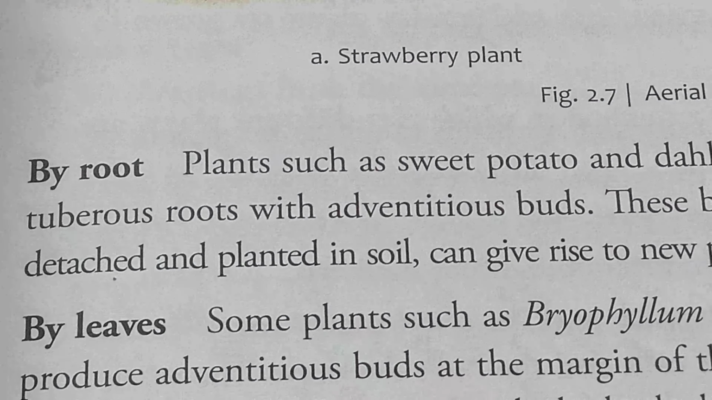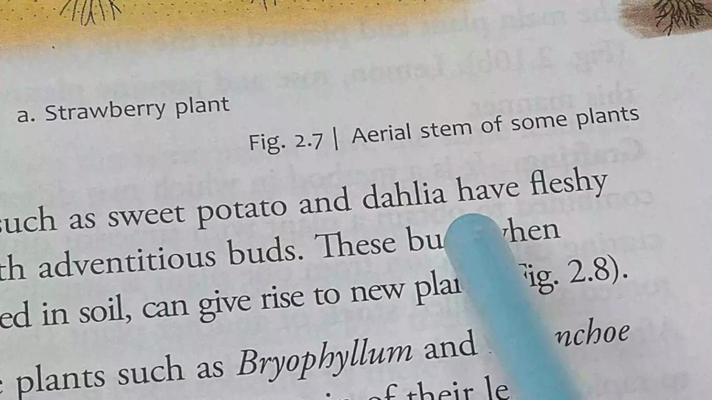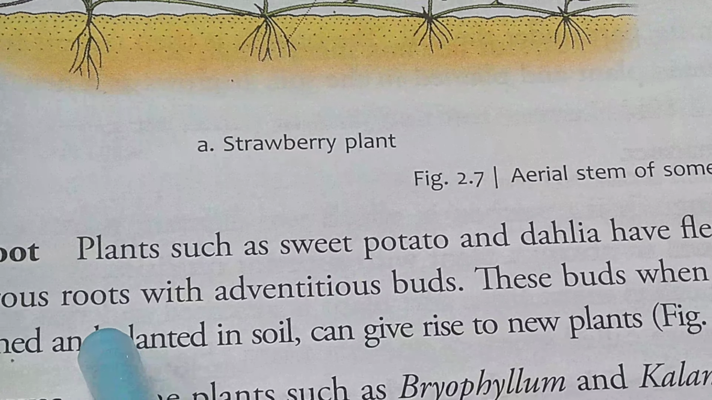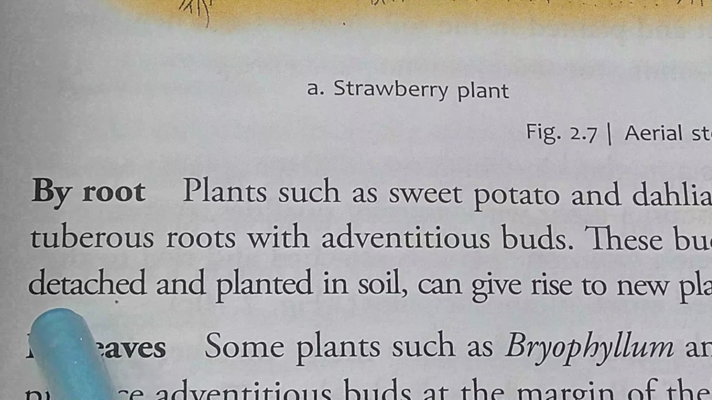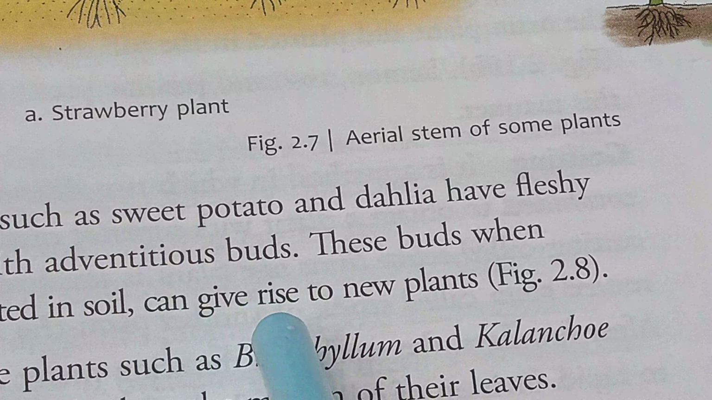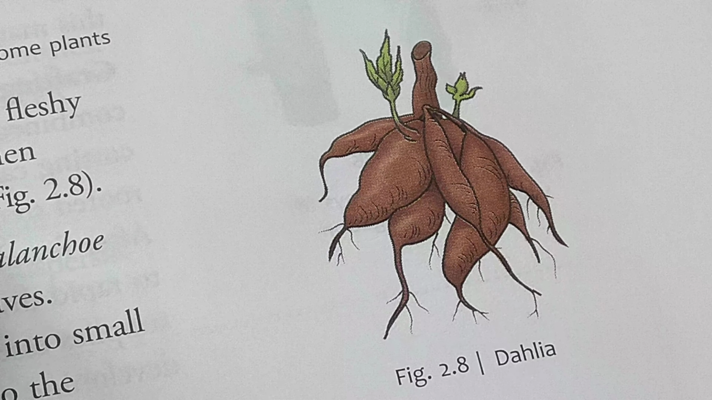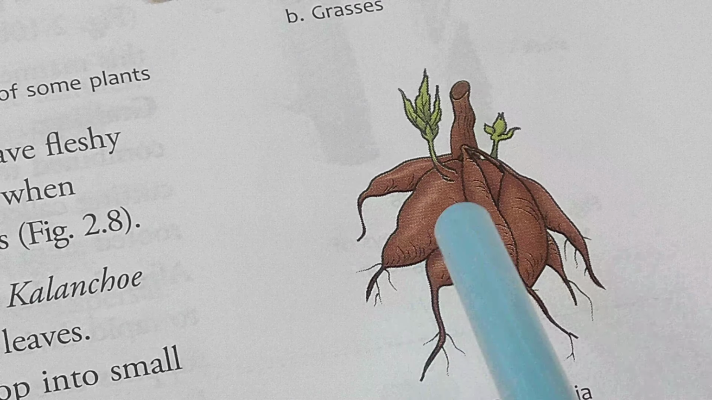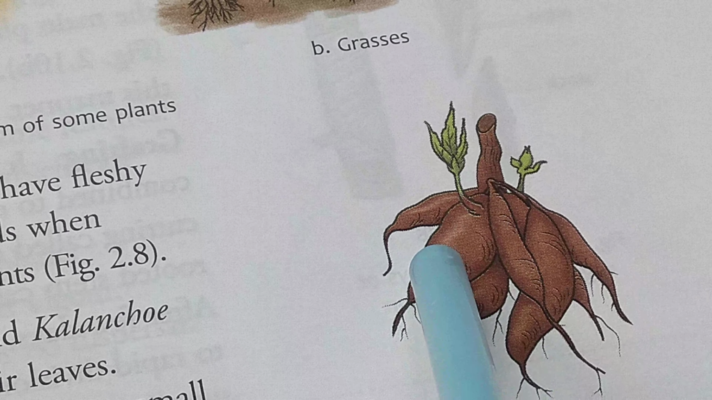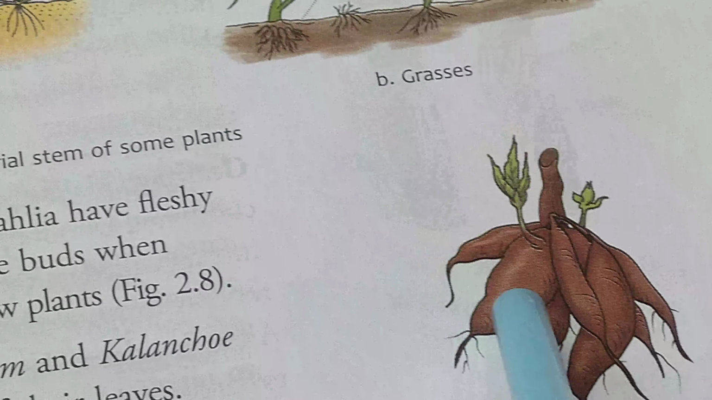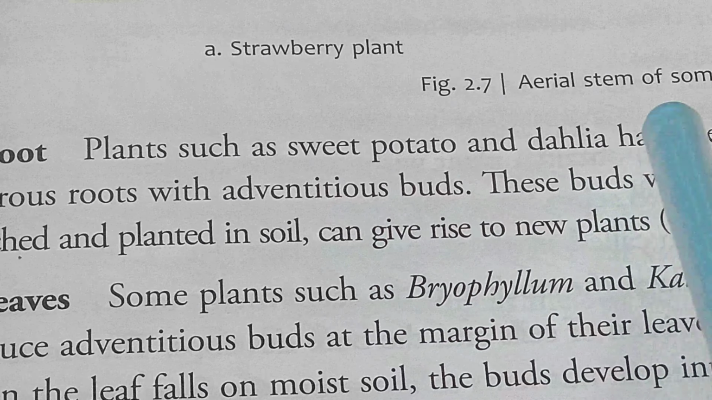Next, by root. Plants such as sweet potato and dahlia have fleshy tuberous root with adventitious buds. These buds, when detached and planted in soil, can give rise to a new plant. So look at this picture. These are adventitious roots and buds. When these types of roots and buds touch the soil in favorable condition, from them a new plant can arise. So example must.